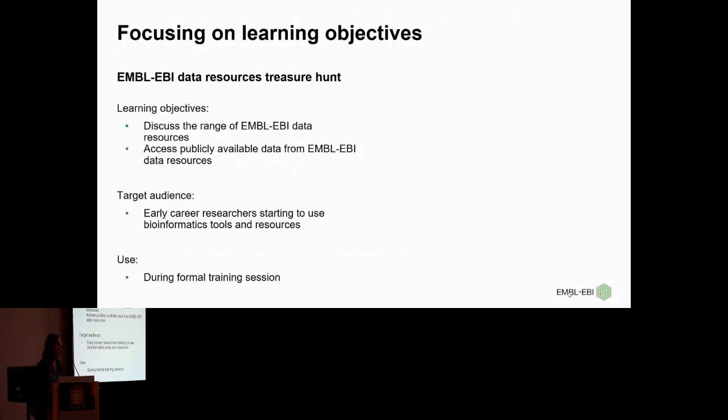So one game element that we've been doing for a number of years now is what we call a treasure hunt around the EMBL EBI data resources. The idea behind this is that people are given challenges to do, and once they've completed the challenge, they come up to the trainer, they find out if they're right. If they are, they get a new challenge. If not, they get a bit of help if they need it.